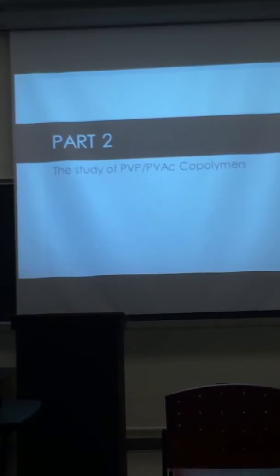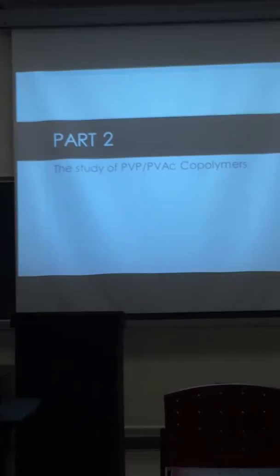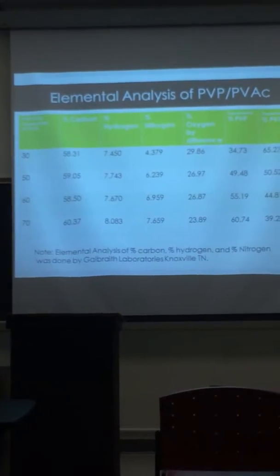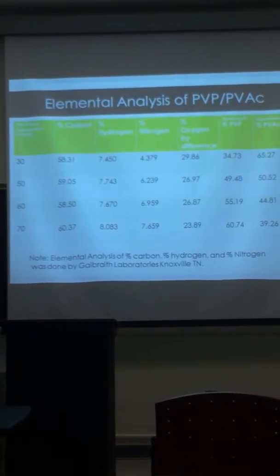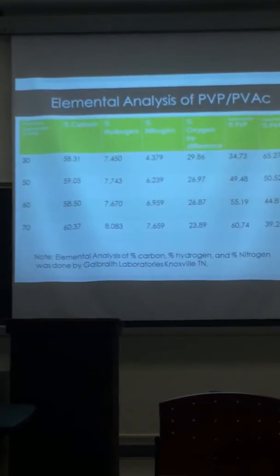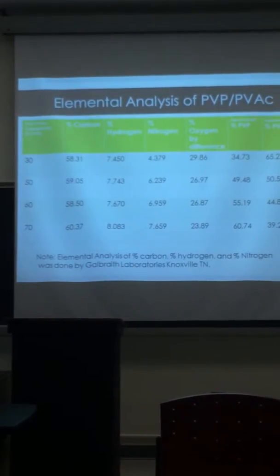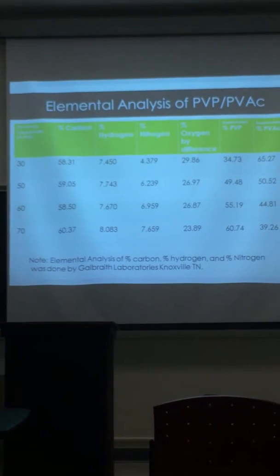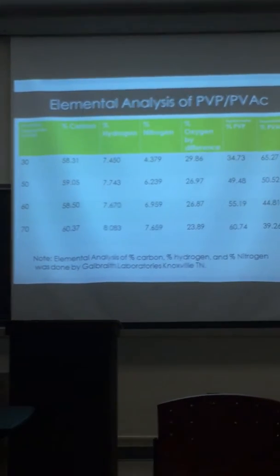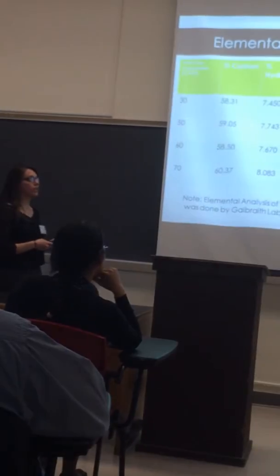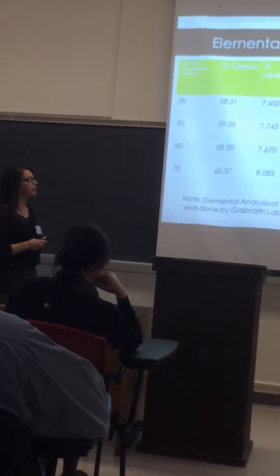So the second part of our study was for the PDP-PDAC copolymers. And this again is the elemental analysis that we obtained from Gabbard Laboratories. The percent of PDP ranged from 30 to 70. We got the percent carbon, percent hydrogen, and percent nitrogen from Gabbard Laboratories. And again, we determined the percent oxygen by difference.